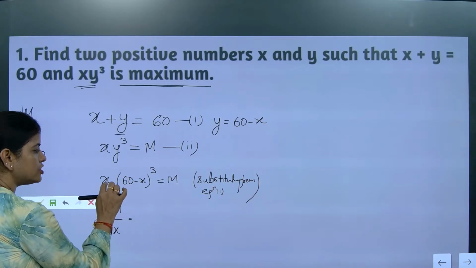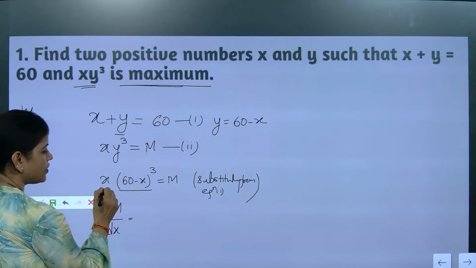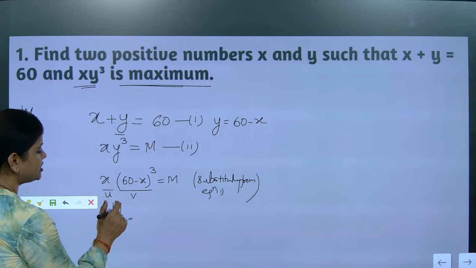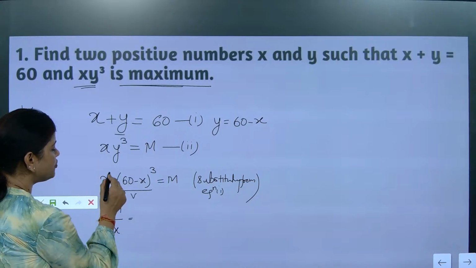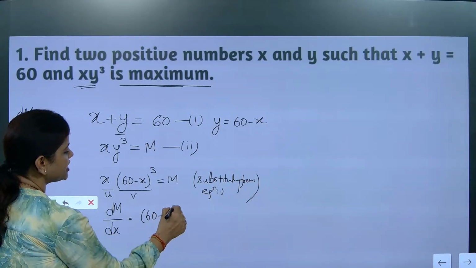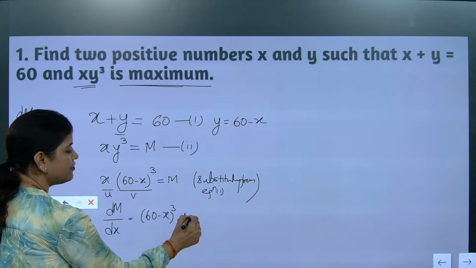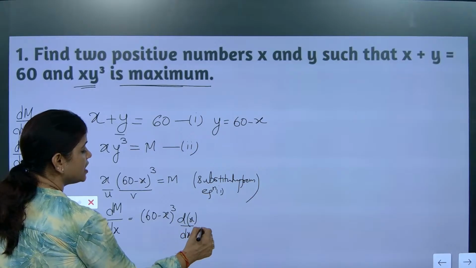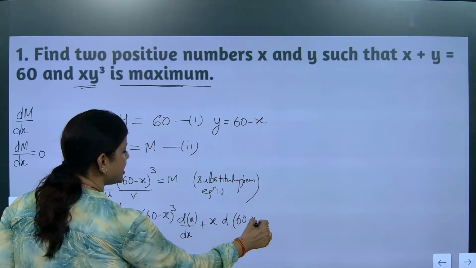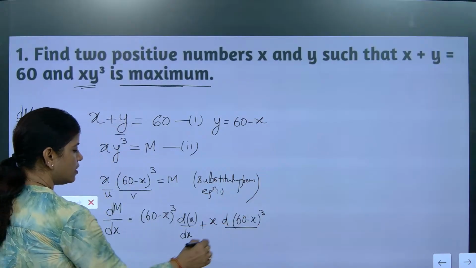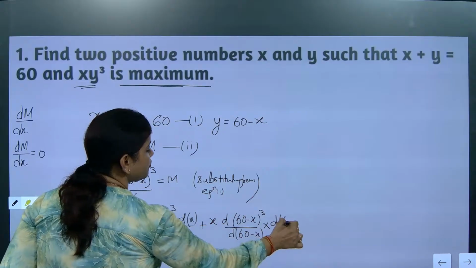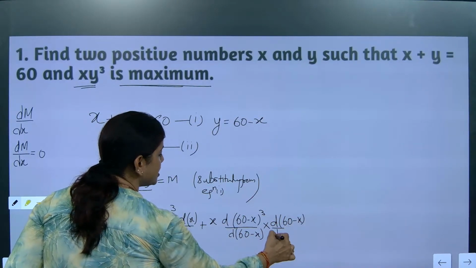Now beta, here first you differentiate x. You leave this one, this part is u and this part is v. So once you start this part, first differentiate x. What is coming, beta? 60 minus x whole cube, differentiated with respect to x. Now you leave x and differentiate 60 minus x cube. Understood? Now what you are going to differentiate it with? Differentiate it with 60 minus x dx.